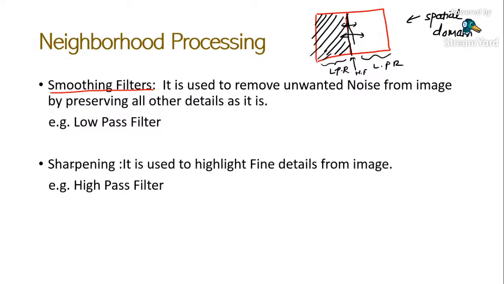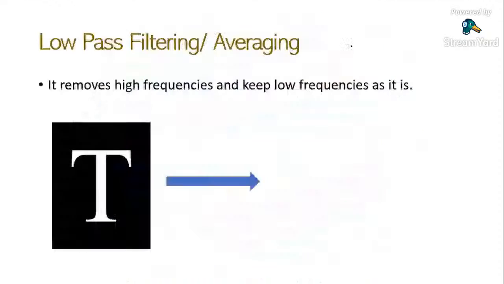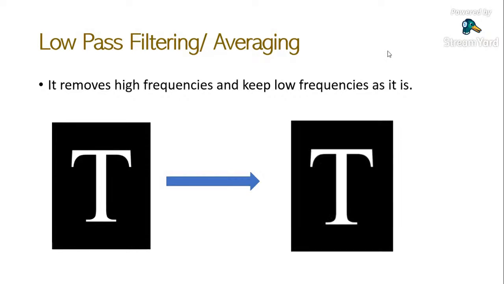In the case of smoothing filters, we are blurring those lines. In the case of sharpening, we are removing the low pass region and highlighting the difference. So that is smoothing filters and sharpening filters. Now first we'll begin with the smoothing filters. First is low pass filtering. It is also called an averaging filter.